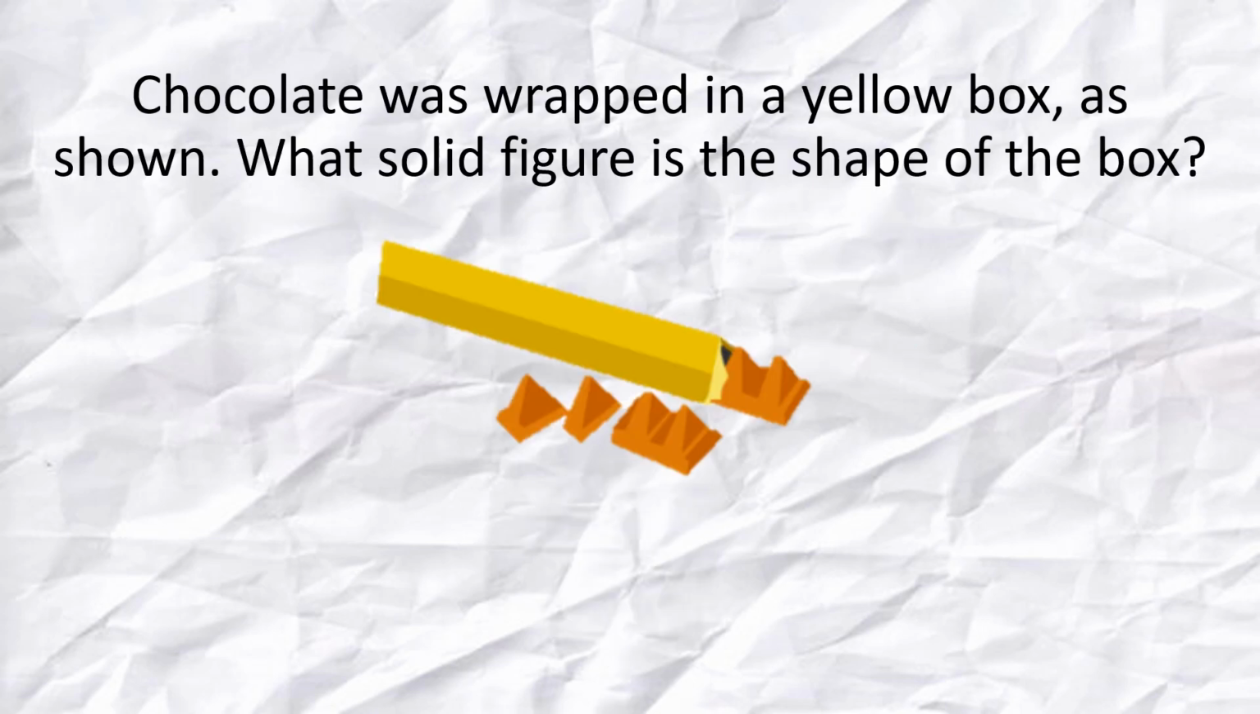Chocolate was wrapped in a yellow box as shown below. What solid figure is the shape of this box? The chocolate box has 2 triangular faces on its ends and the remaining 3 are rectangles. This solid figure is called a triangular prism.